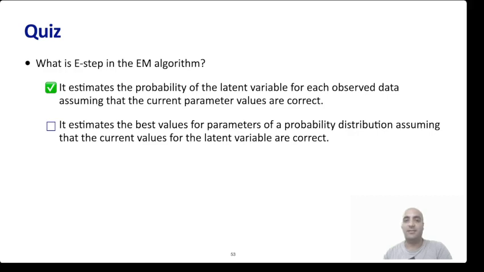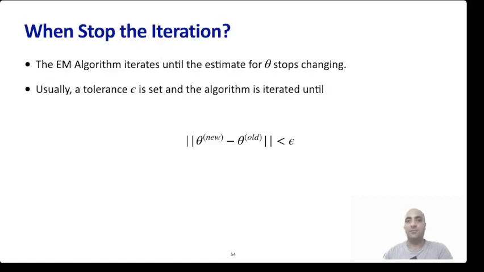Here, the second answer says that it estimates the best value of the parameters, but this is the task of the maximization step. The maximization step uses MLE to find the best value of the parameters. Okay, now the question is: when should we stop iterating? The simplest way is to define a threshold like epsilon, and then we compute the error, or the absolute change in the value of the parameters. If the absolute difference in the parameter values in different iterations is less than this threshold, then we stop iterating.